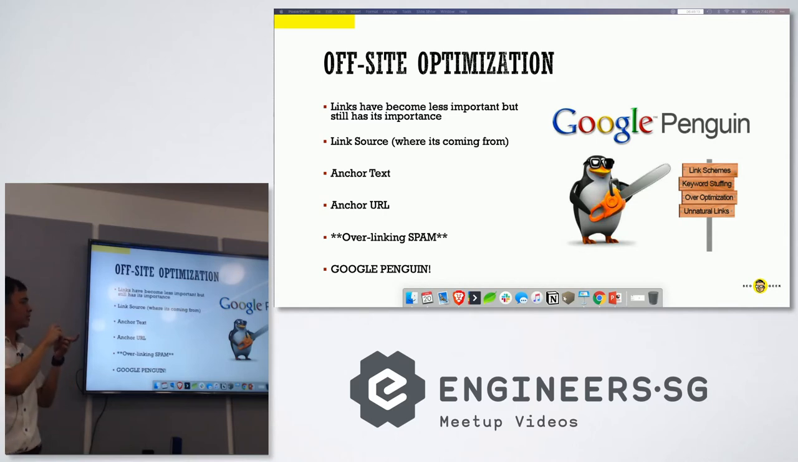So the anchor text is actually one of the most important things when it comes to SEO. Okay, and then the anchor URL. Of course, the anchor URL is the URL to send the particular person to. So the anchor URL is the address to that person. Yep. So overlinking spam. Same thing as content spam.